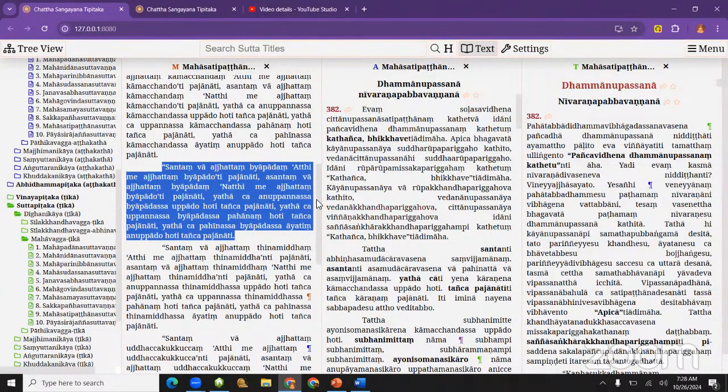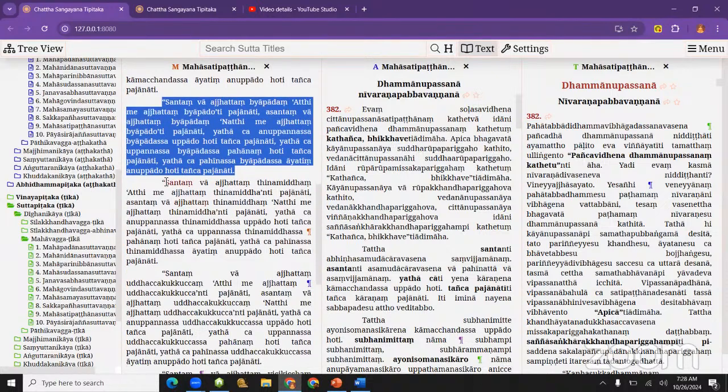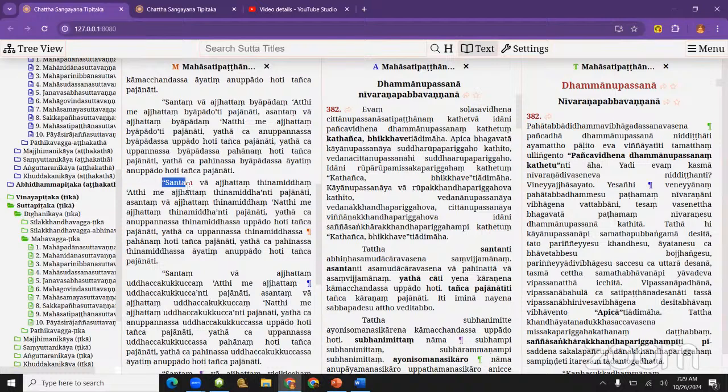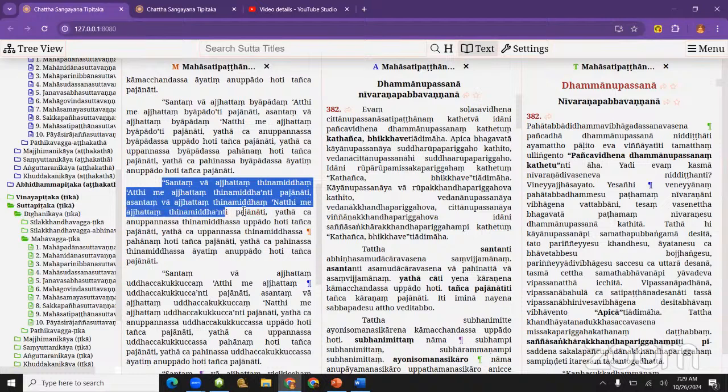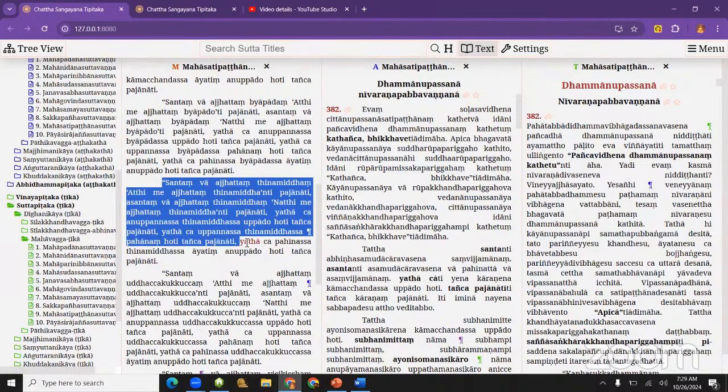We want to go to the Atthakatha on how to practice, but still we want to understand the way Buddha explained this ill will. And then the third mental factor, the third hindrance, is sloth and torpor, thina middha. Okay, let's move to thina middha. Santang va ajjatang thina middang atthi me ajjatang thina middanti pajanati. Asantang va ajjatang thina middang natthi me ajjatang thina middanti pajanati. Yathacha anupannassa thina middhassa uppado hoti tancha pajanati. Yathacha uppannassa thina middhassa pahanam hoti tancha pajanati. Yathacha pahinassa thina middhassa ayating anuppado hoti tancha pajanati. The same way of explanation. So I will explain.